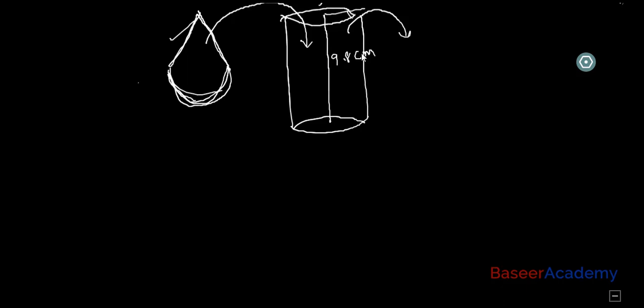So to find out the remaining water, you just have to do the volume of cylinder minus the volume of this solid. That will give you the remaining water, right? It's kind of simple.